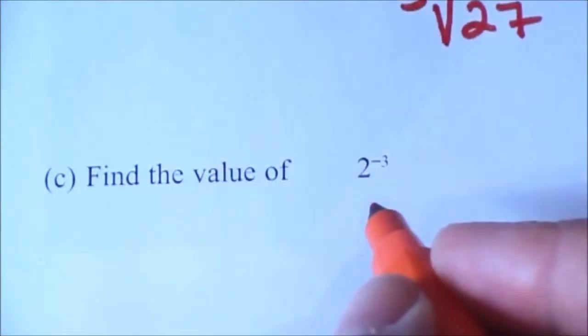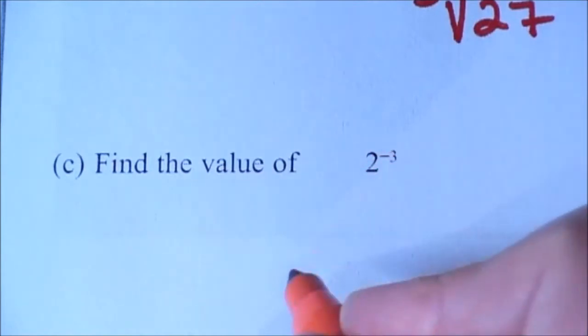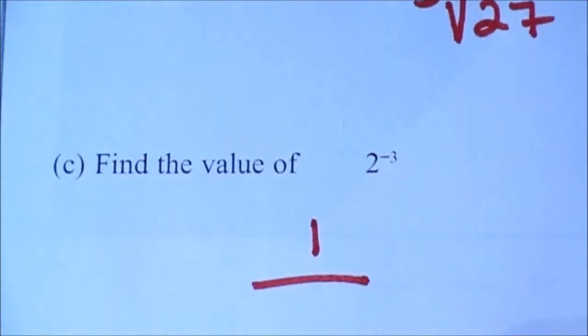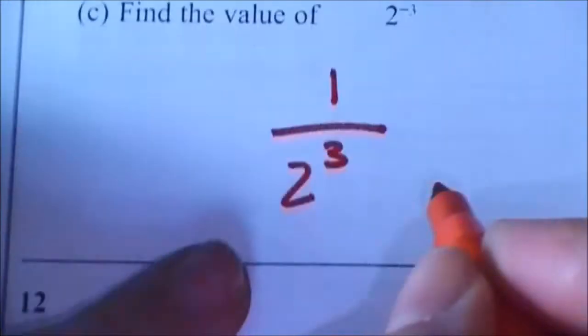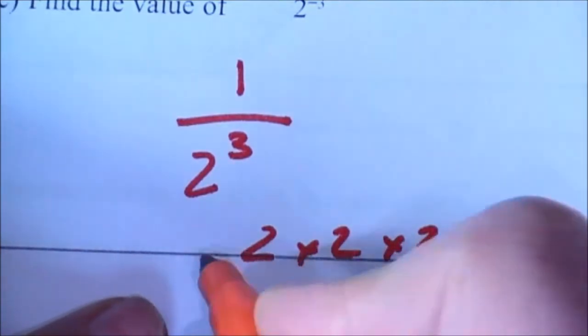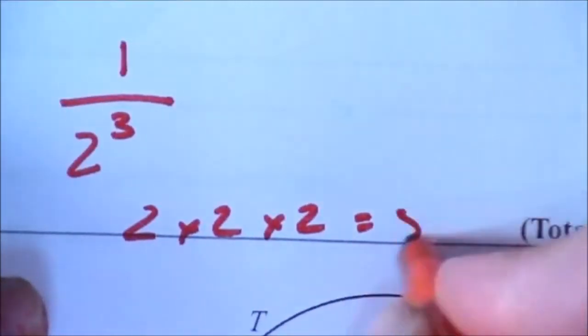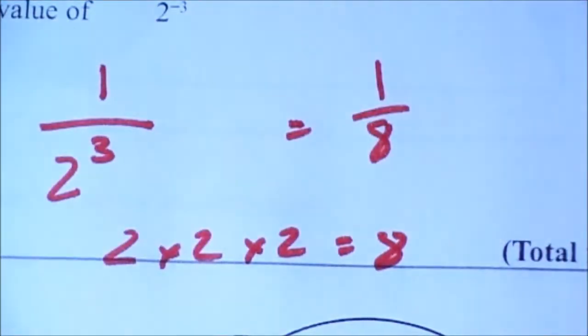And part C wants you to find the value of 2 to the power of negative 3. Well, we want to get rid of the negative first of all, because it's the reciprocal, so you put 1 over 2 to the power of 3. And 2 to the power of 3 means 2 times 2 times 2. So 2 2s are 4, 4 2s are 8. So you actually end up with 1 over 8.